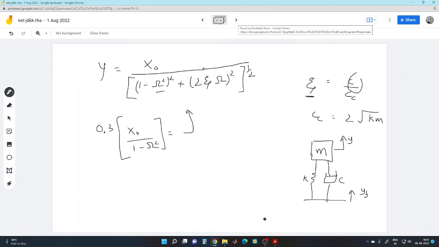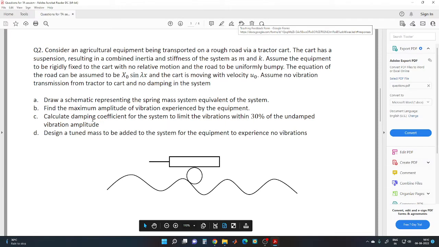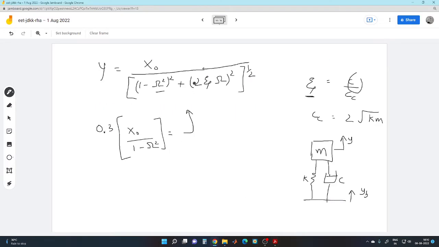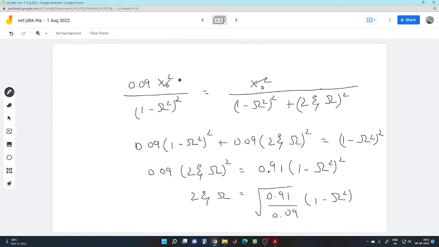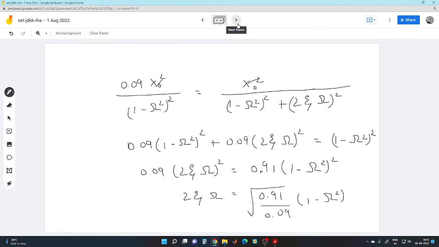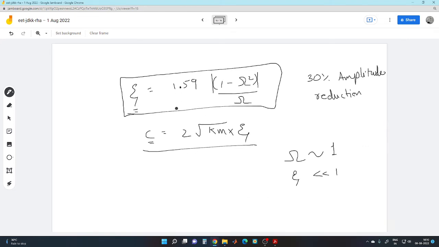The third part says to find the damping coefficient for the system to limit the vibrations within 30% of the damped vibration amplitude. So in that case, what we do is we equate 0.3 times the previously obtained maximum amplitude with the new amplitude obtained after adding the damping coefficient. Using this equation, we obtain the damping ratio. The damping ratio comes out to be this expression, and the damping factor comes out to be this value. So here we actually stopped our previous lecture.